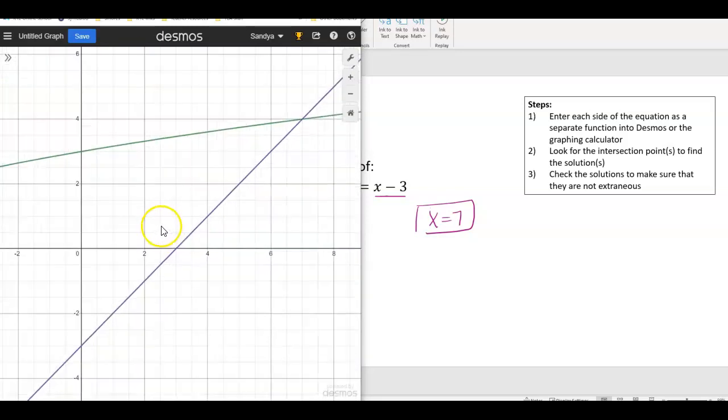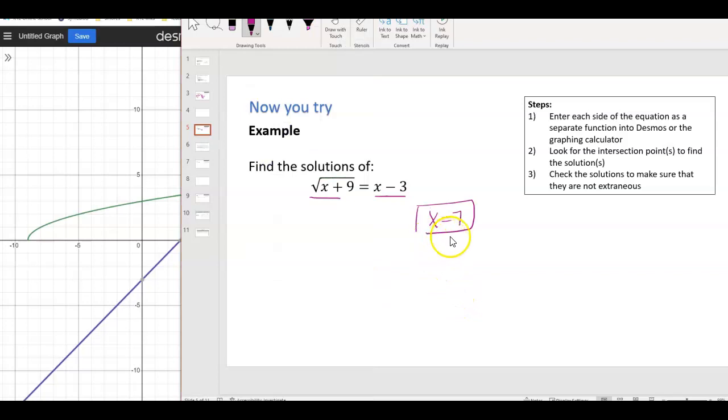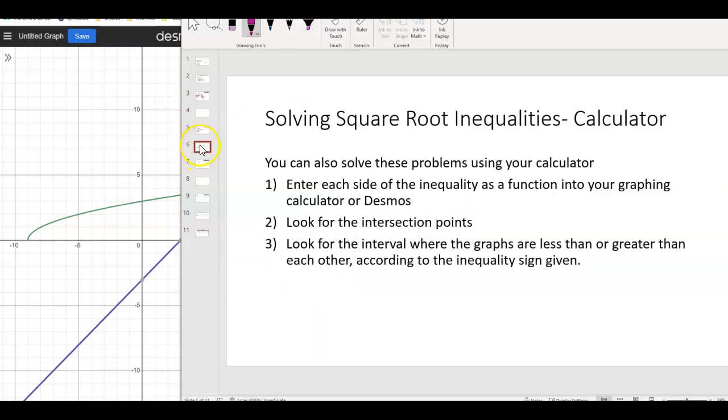When we zoom out, notice that these two functions intersect only at one point, and that point has an x value of x equals 7. So that means that x equals 7 is the solution to this equation. If you plug it in, you will find that it is in fact a true solution, right? If we plug it in, we get the square root of 7 plus 9 equals 7 minus 3, which tells me that the square root of 16 equals 4, which is in fact true.